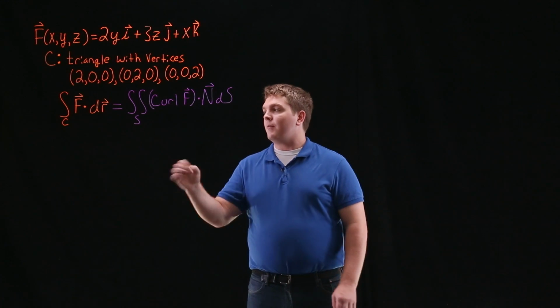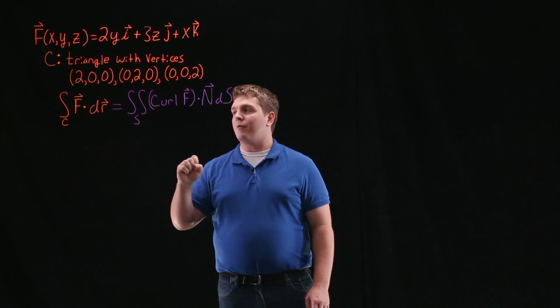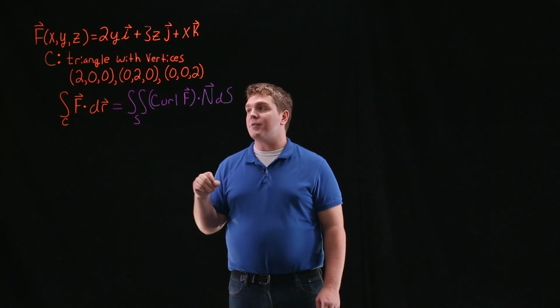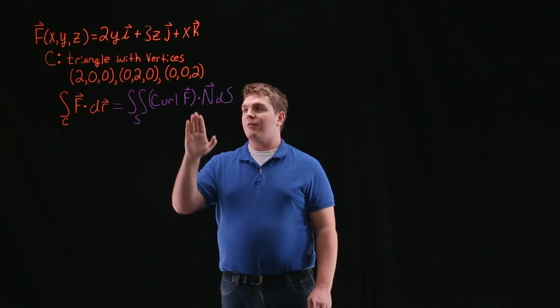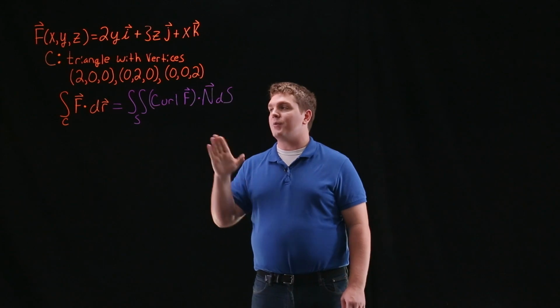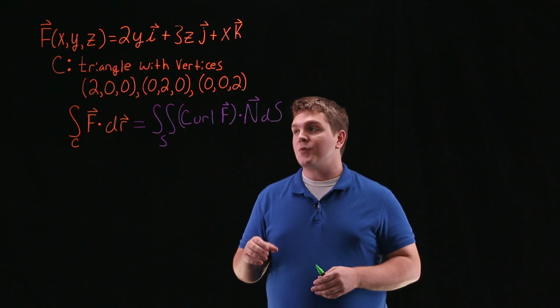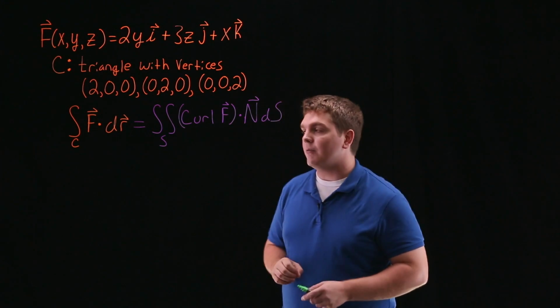For this problem, we want to use Stokes' Theorem to evaluate this integral, where F is given by 2y i plus 3z j plus x k, and C is a triangle with vertices at (2, 0, 0), (0, 2, 0), and (0, 0, 2). Stokes' Theorem says that this integral is equal to the double integral over surface S of the curl of F dotted with a vector n normal to our surface, times dS. Our first step is to find the curl of F.